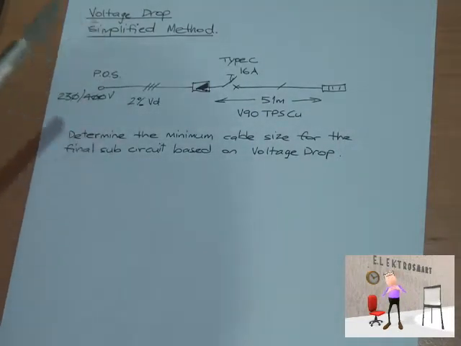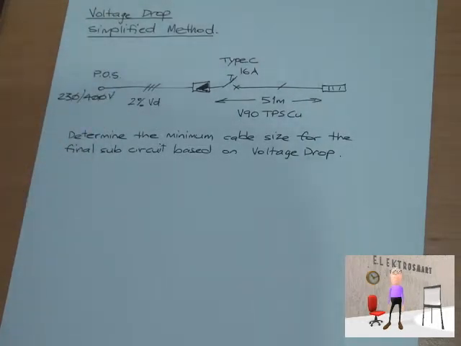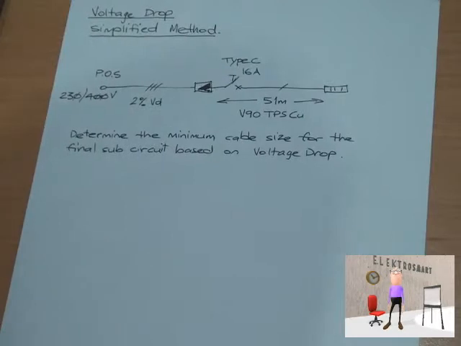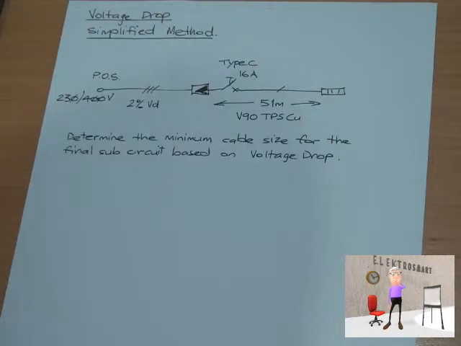For our circuit today we have a consumer main here which has a 2% voltage drop. It's a three-phase consumer main. Here we have a final sub-circuit which is single phase. It's 51 meters long. It has a 16 amp circuit breaker type C for the protection. It's a V90 copper TPS cable. And what we're trying to do today is to determine the minimum cable size for the final sub-circuit based on voltage drop, with a 2% voltage drop on the consumer main.